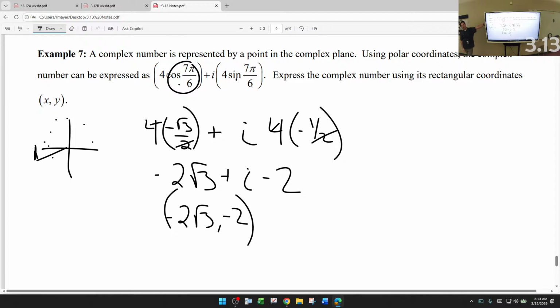Just convert it, drop the I, drop the parentheses. This could be the answer. These are going to be multiple choice questions. That could be the answer. And if you don't see that, then you'll see this. You'll get some homework questions to try.